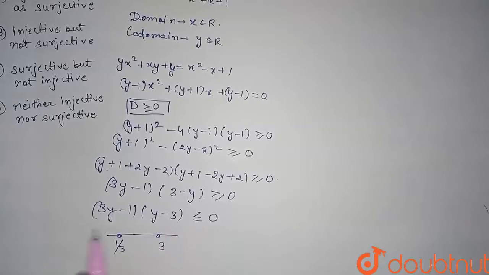So if we substitute a value that is greater than this 3, then this bracket will be positive, and similarly this bracket will also be positive. So here we can say that if any value is greater than this 3, the function must be positive, so this will be plus.